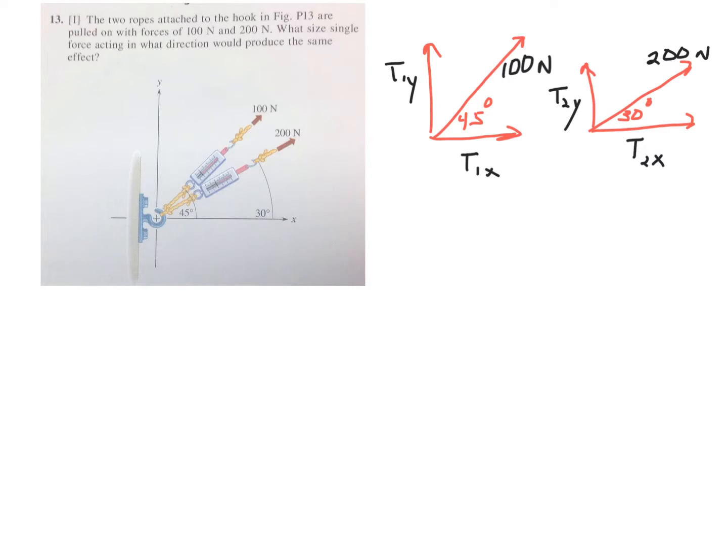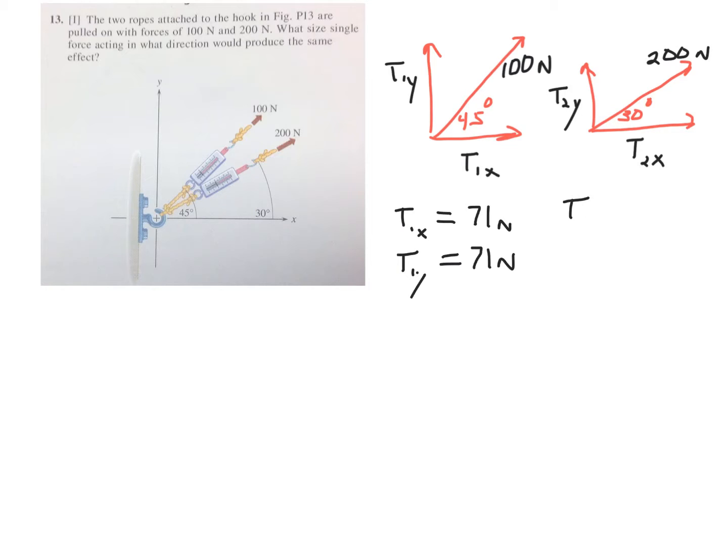Draw the diagrams. I don't need to see all the little nitty-gritty work, but if you show the diagram, that's great. And then just off to the side, and you can use shortcuts here because of the 45, 45, 90, the T sub 1x will be 71 newtons. It's basically the hypotenuse divided by root 2. And the y component's the same. It's a 45, 45, 90 triangle, 71 newtons.